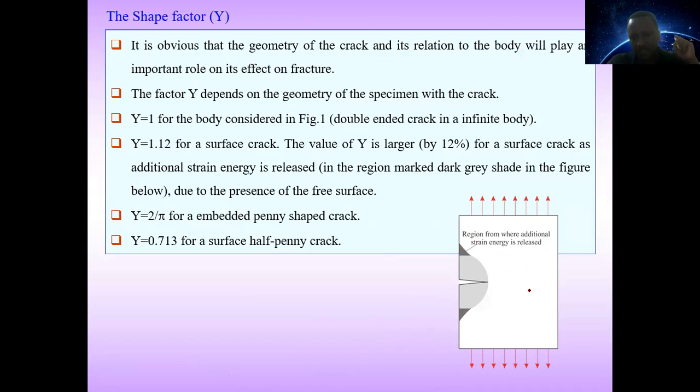Regions where additional strain energy is released. Double-ended cracks in an infinite body: Y is equal to 1.12 for the surface crack. The value of Y is greater by 12% for the surface crack because of additional strain. Y is equal to 2 over pi for an embedded penny-shaped crack, and Y is equal to 0.713 for the surface half penny cracks.